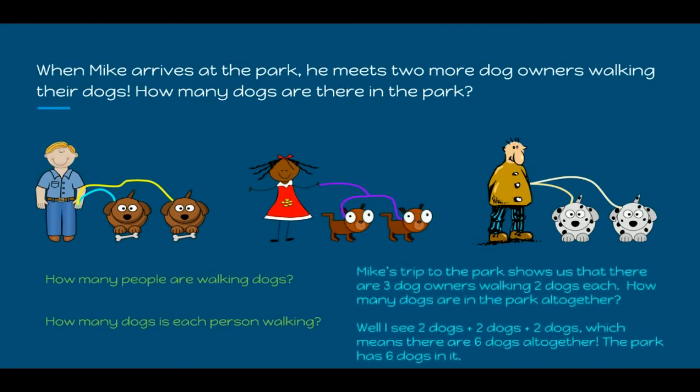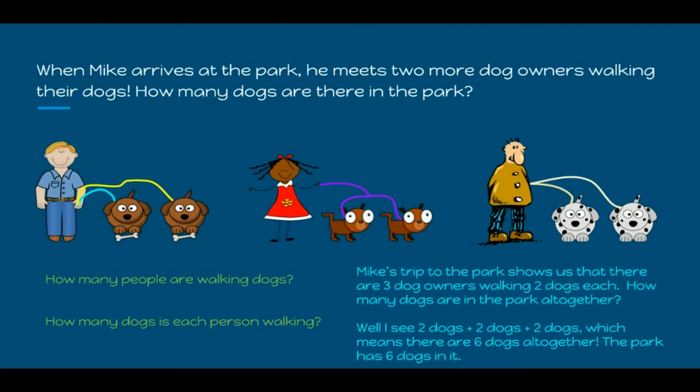Did you say three people? Mike's trip to the park shows us that there are three dog owners walking two dogs each. How many dogs are in the park altogether? Well, I see two dogs plus two dogs plus two dogs, meaning Mike has two dogs, the little girl has two dogs, and the man has two dogs, which means there are 6 dogs altogether. The park has 6 dogs in it.